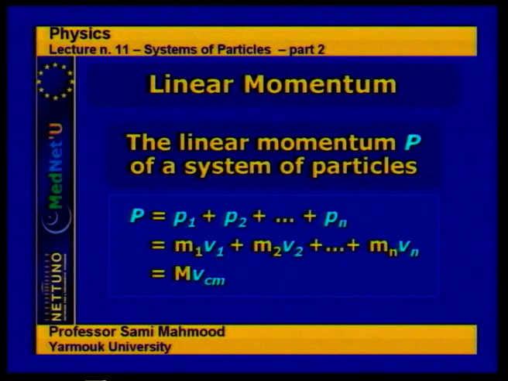And from the definition of the center of mass position, if we differentiate r sub center of mass, we realize that this quantity m1 v1 plus m2 v2 plus m3 v3 until mn vn is simply the total mass of the system times the velocity of its center of mass. So we arrive at this conclusion that the linear momentum of a system of particles is equal to the total mass of the system times the velocity of its center of mass.